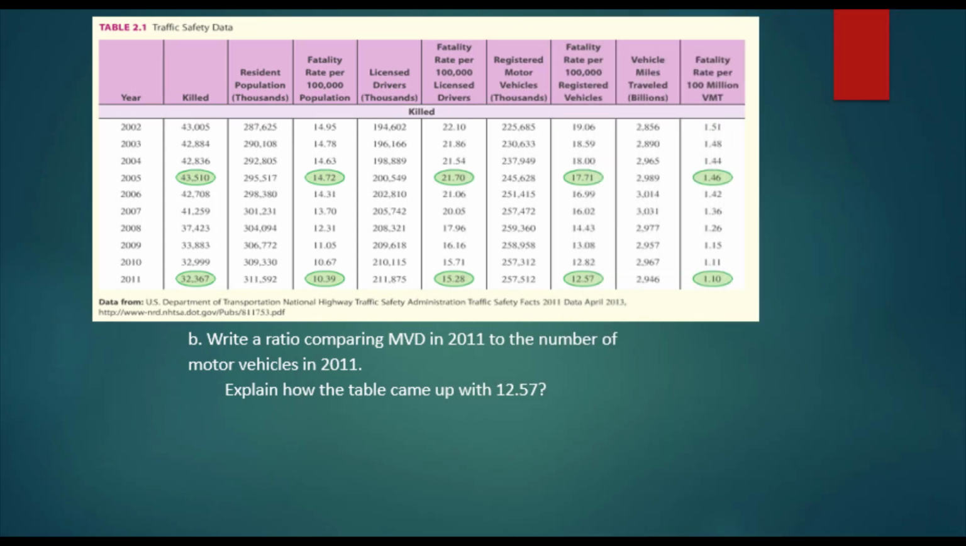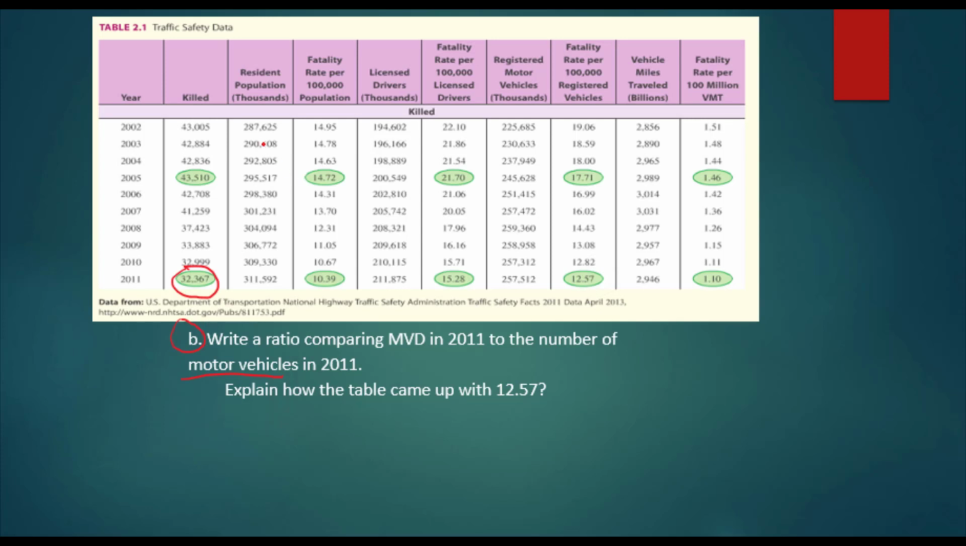Okay, from your workbook, number B, write a ratio comparing motor vehicle deaths in 2011 to the number of motor vehicles in 2011. So 2011 is the last year, and we're going to compare motor vehicle deaths to registered motor vehicles. So there's going to be our ratio. And then it's asking us, how did they get this number?